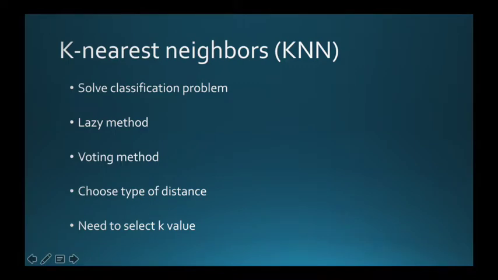Let's look at the k-nearest neighbors first. It's a common method to solve the classification problem, and it's a lazy method where the function is only approximated locally and all computation is deferred until the classification. It uses the voting method to help classification, which means the result is based on the voting result in the k-nearest neighbors. We also need to choose the type of distance used in this project. The distance in this project is Euclidean distance. And we also need to select the k value, which will affect the result a lot.